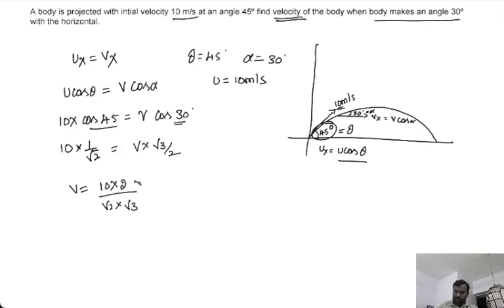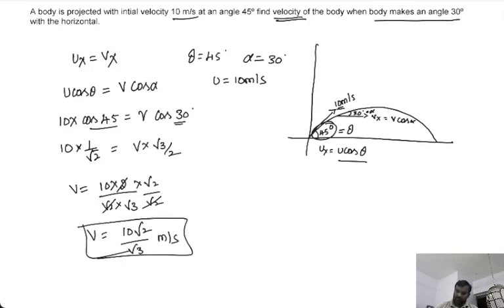This value I write by dividing and multiplying with root 2. Then this root 2 and this root 2 cancel, since root 2 into root 2 is 2. That's why you write v is equal to 10 root 2 divided by root 3 meter per second. This is the answer. Next topic, time of flight.